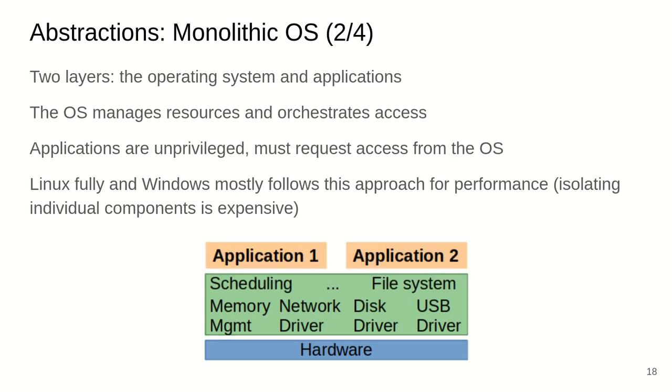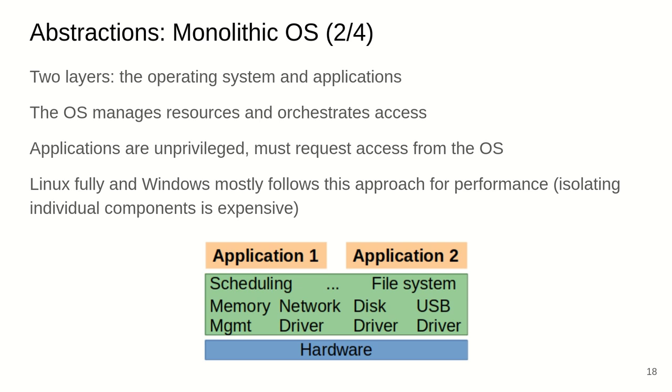A monolithic operating system consists of 2 layers, right? The operating system and the application. And here we see there are multiple applications interfacing with the operating system, and the applications no longer have direct access to the underlying hardware. They have to go through the operating system for all hardware access. So the operating system separates the applications from the hardware. The applications are unprivileged and must request access from the operating system. And Linux and Windows are examples of such an approach of monolithic operating systems.